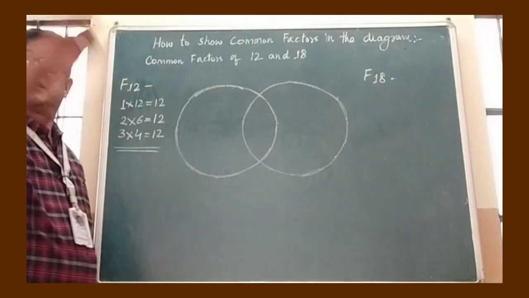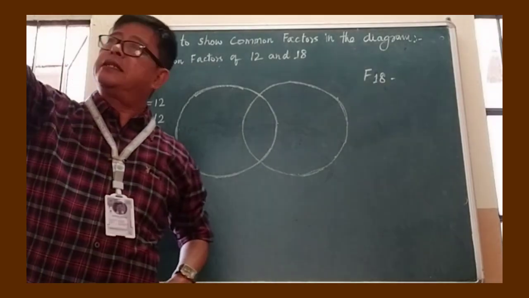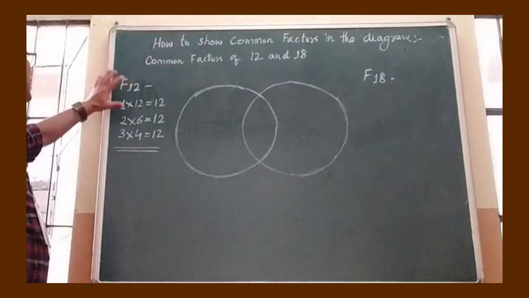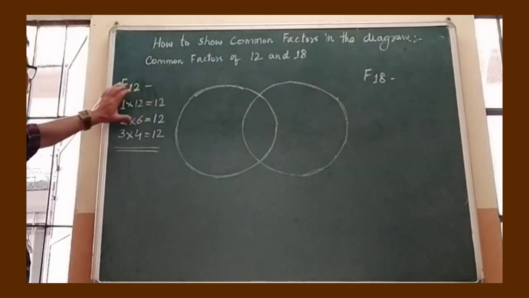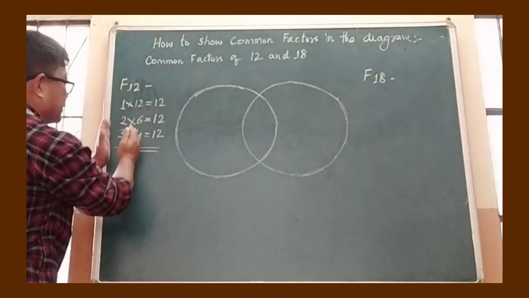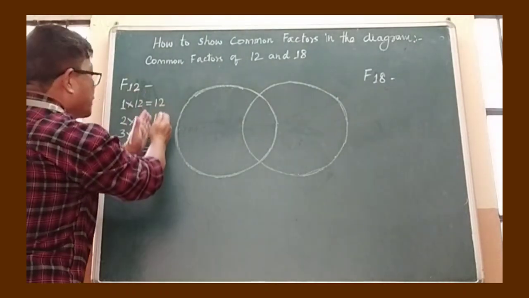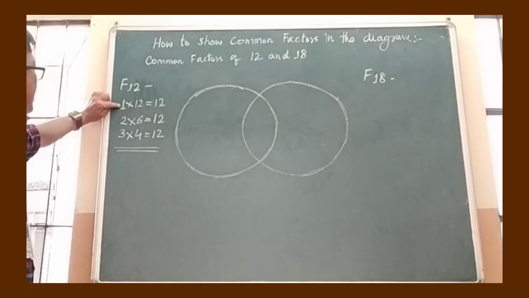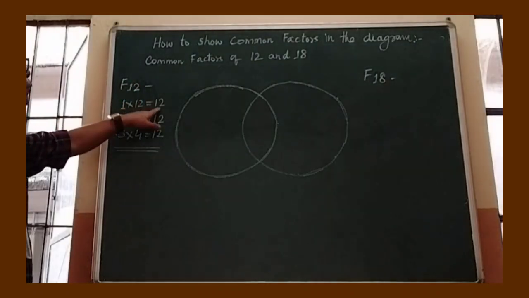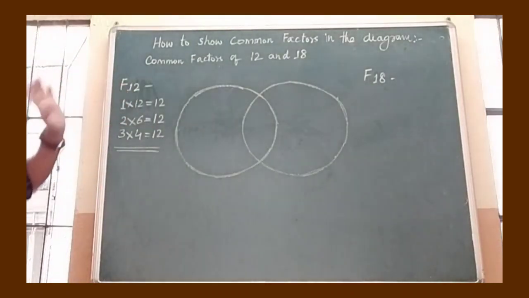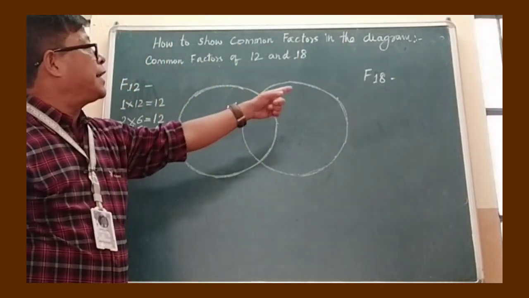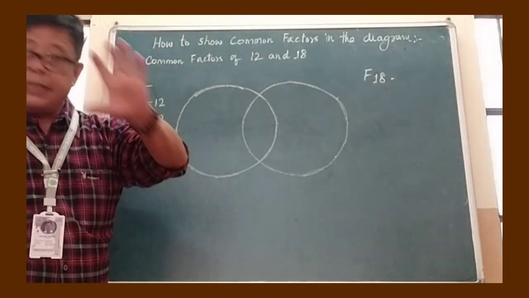Did you understand? So we are finding the factors of 12. These are the factors, and this is called the product. The smallest factor of 12 is 1 and the greatest factor of 12 is 12. Understood? Now coming to this side, we'll find out the factors of 18.